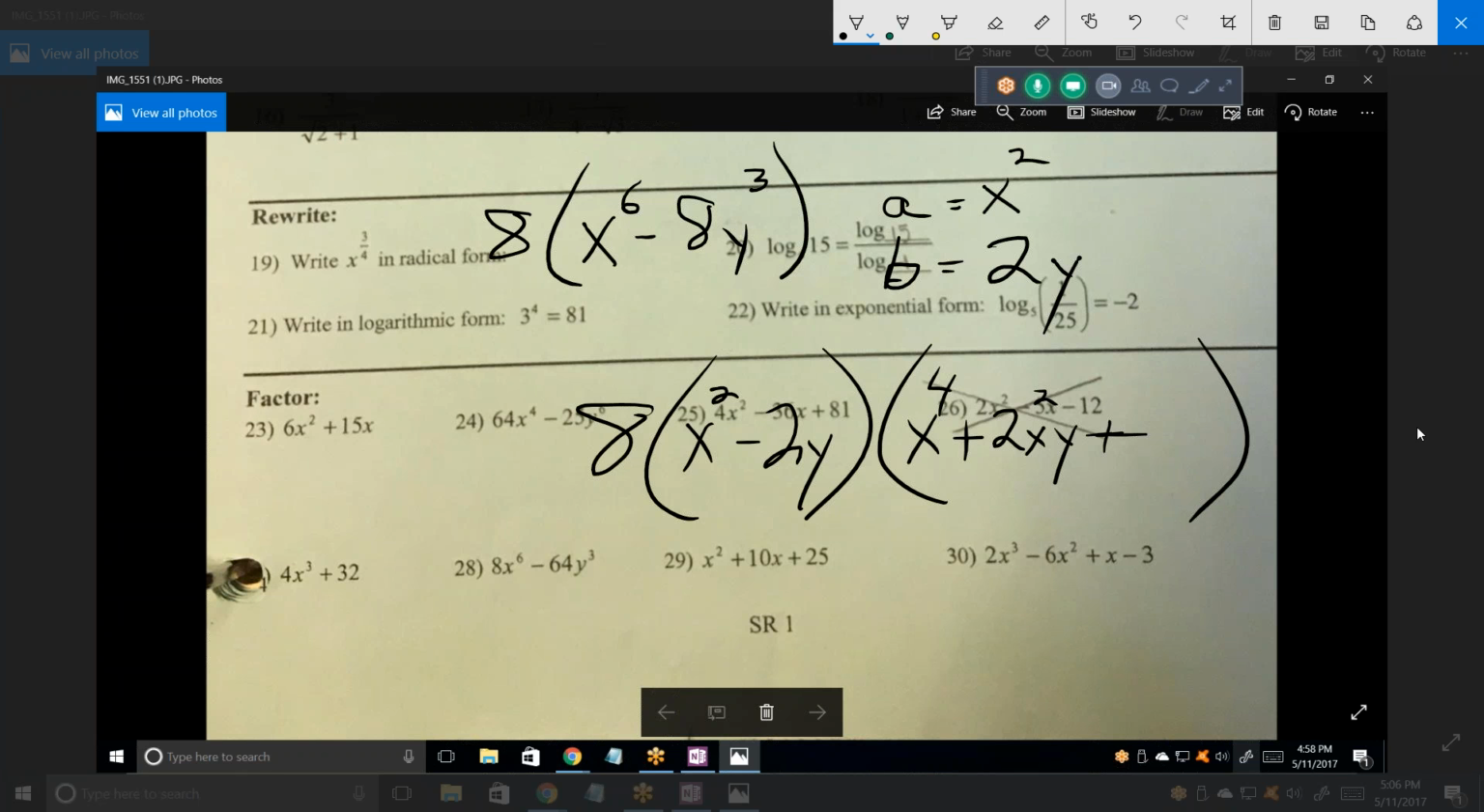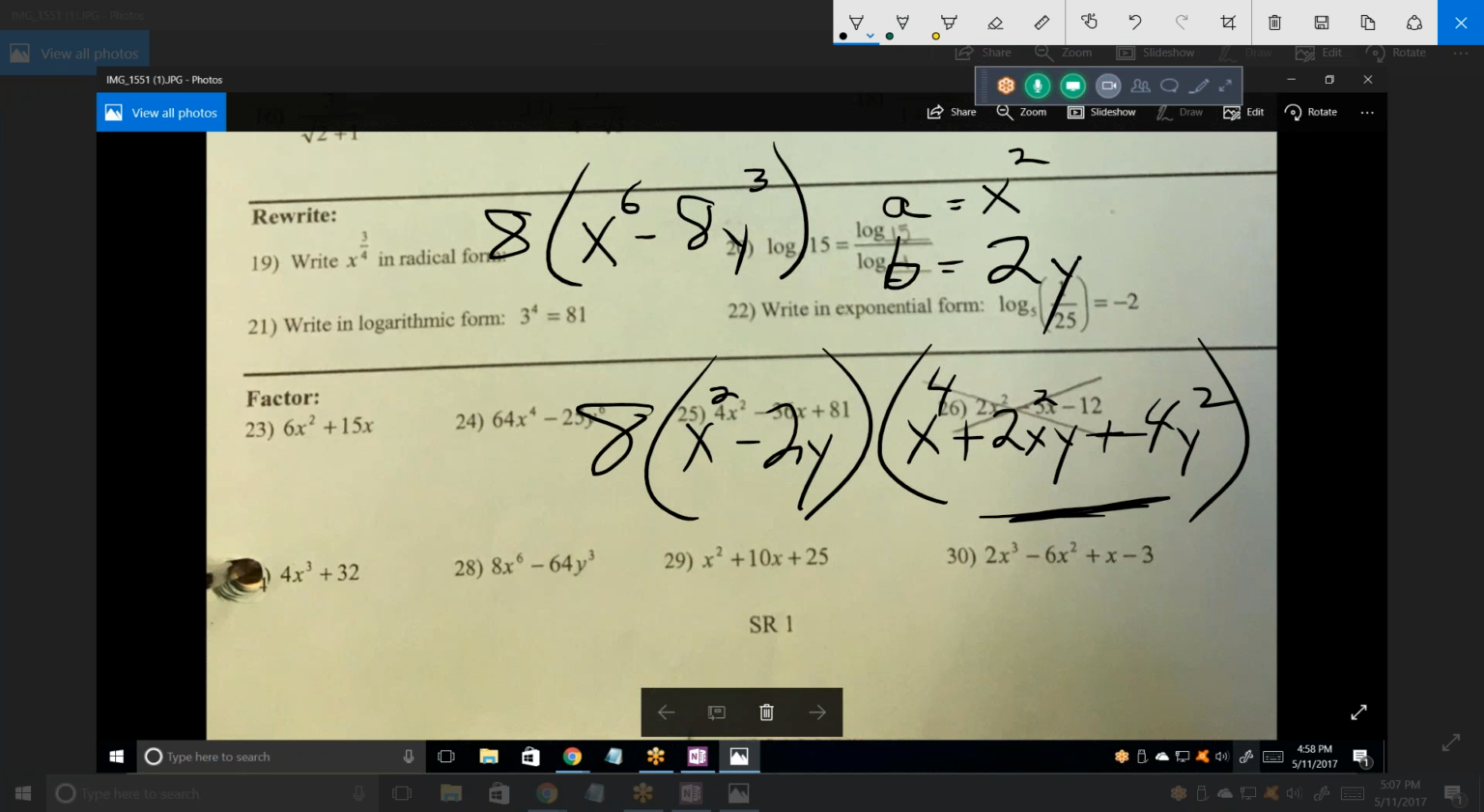What is b squared? 2y squared, like that? No, in parentheses. 4y. Right? So you've got to remove the parentheses, which becomes 4y squared. So there's our answer to number 28. And again, don't worry about trying to factor that further. That's not going to ever factor further.